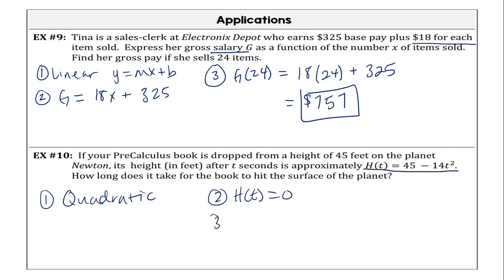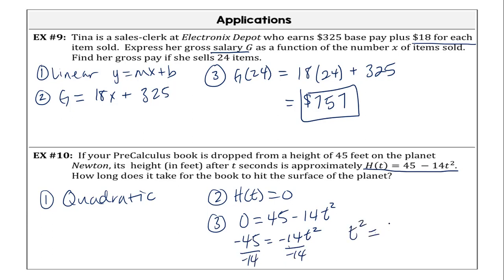So we're going to set up and solve. We have 0 equals 45 minus 14t squared. What do I need to do to solve for that? How do I get rid of the 45? Subtract. So I have negative 45 equals negative 14t squared. What's my next step? Divide. So we're dividing both sides by negative 14. So we're left with t squared equals 45 over 14. And then what's my last step?